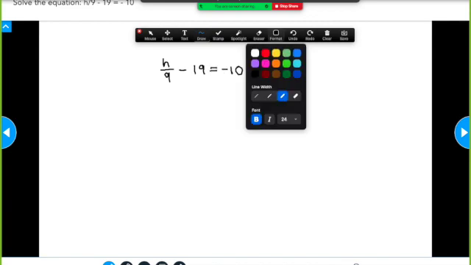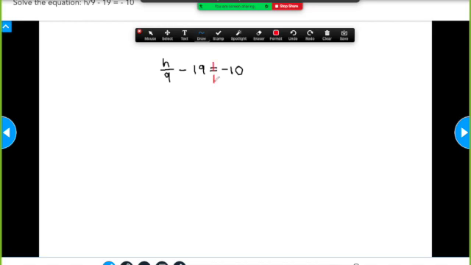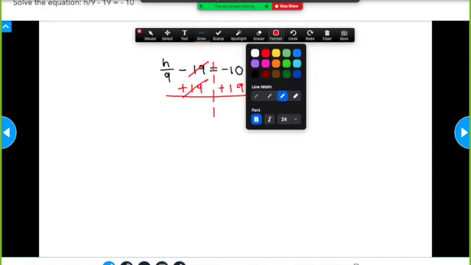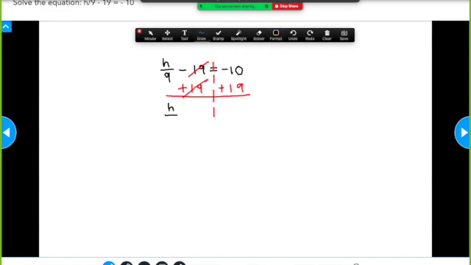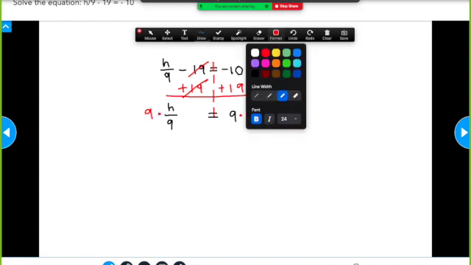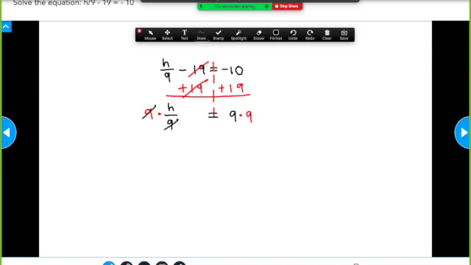Right here, I'm going to complete the opposite operation and cancel out that 19 by adding 19, since it was a -19. When I do that, I can cancel it, and then I drop down the h over 9, and that equals +9. Afterwards, since h is divided by 9, I can do the opposite operation, which is to multiply by 9 on both sides. That cancels out the 9s, and I'm left with h equaling 81.